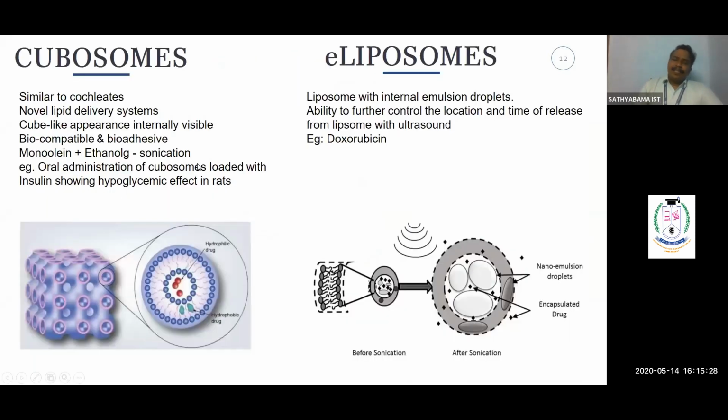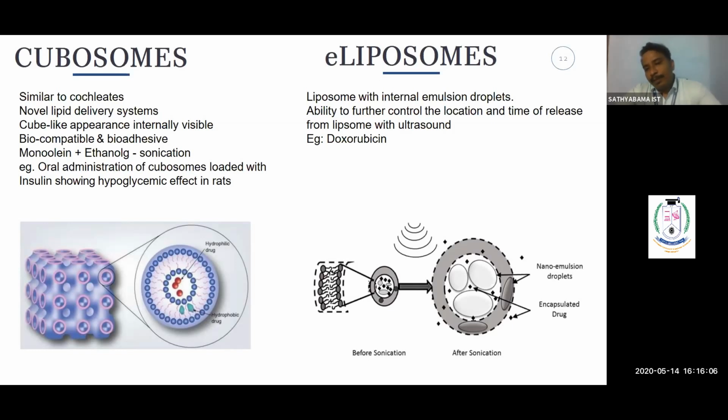Okay, and this is again a modified version of it, which we call cubosomes, where the structure is cubical. The arrangement of this structure forms something like a cubical structure, and it has a property similar to cochleates. Along with that, this is also a process that we can carry out using a top-down approach. So we create this kind of structure so that the drugs can be embedded inside it and delivered.